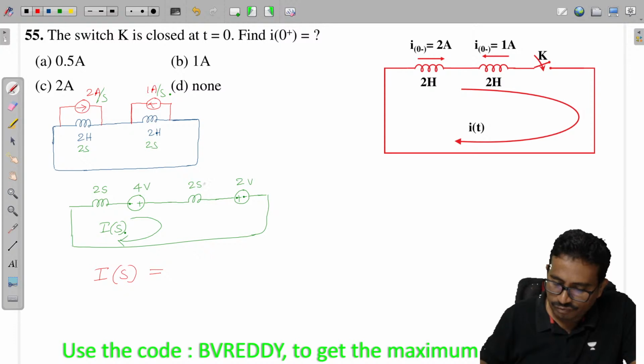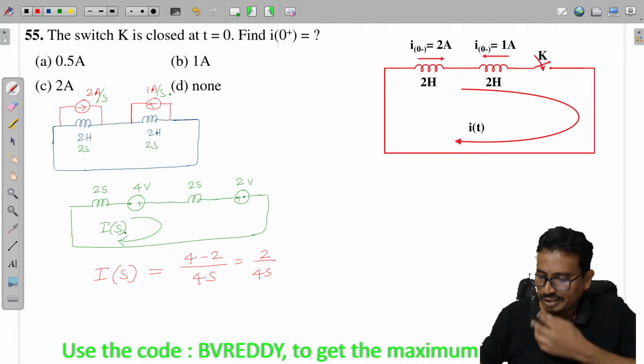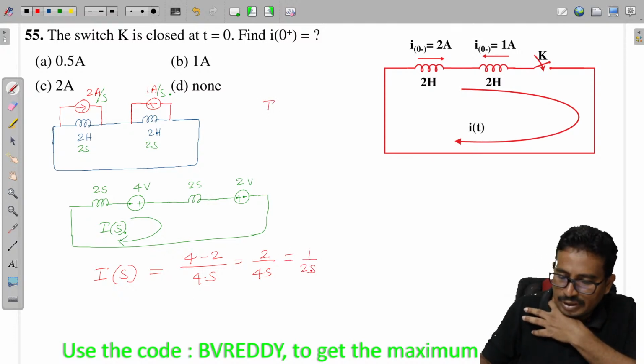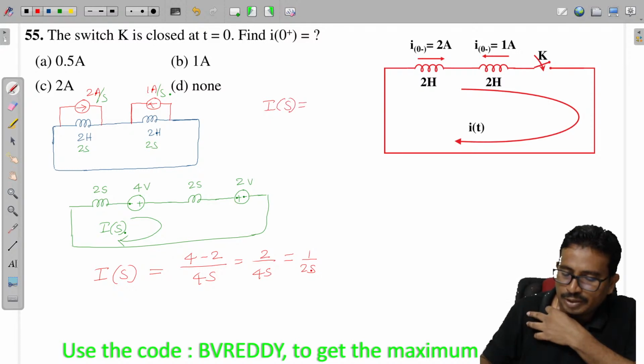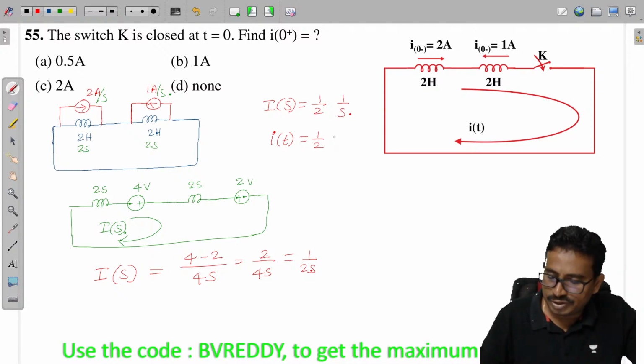I(s) now here is 4 minus 2, isn't it? That is (4 minus 2) by 4s, which gives 2 by 4s, which we can say is 1 by 2s. This is my I(s) in the Laplace domain, which is 1 by 2 into 1 by s. If we convert into inverse Laplace, I(t), the inverse of 1 by s is equal to a constant, simply 1.